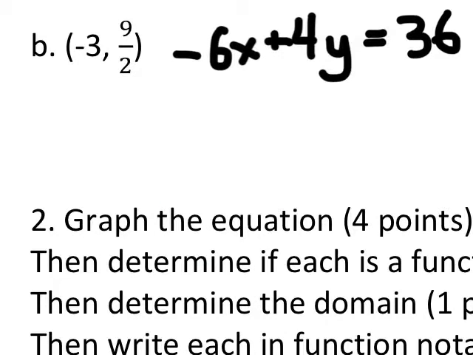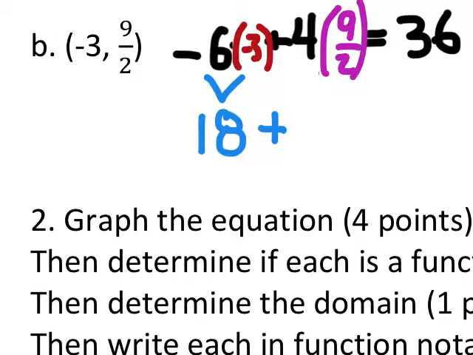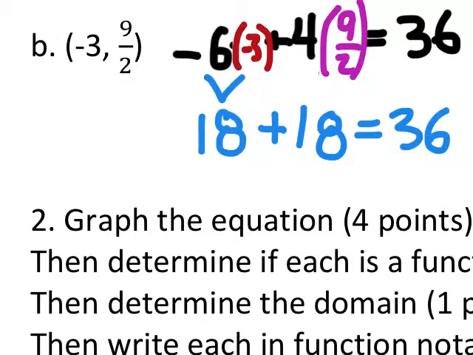Alright, 1b here is the same idea. I've rewritten the equation, negative 6x plus 4y equals 36. And from here, I'm going to replace the x with the x value of the ordered pair, which in this case is negative 3. And the y value I'm going to replace with that 9/2. Okay, so now when I multiply these, negative 6 times negative 3 is a positive 18. And 4 times 9/2, well, looks like this is going to give us another 18, which does equal 36. So this one is a solution.